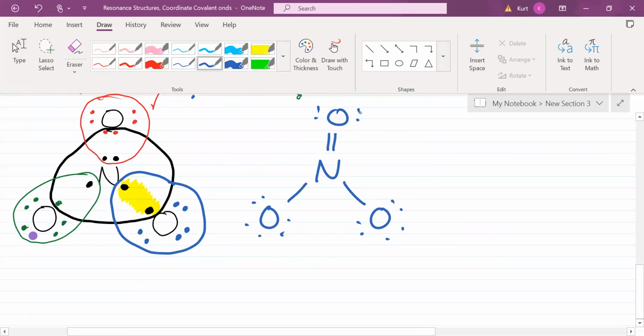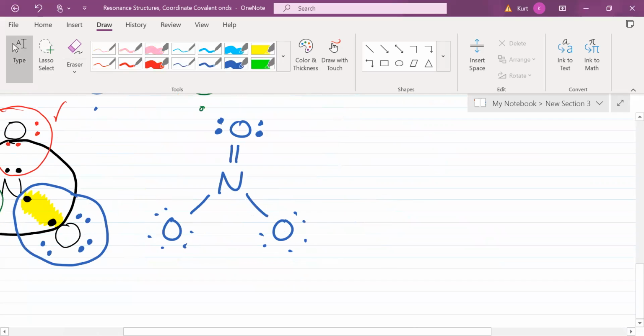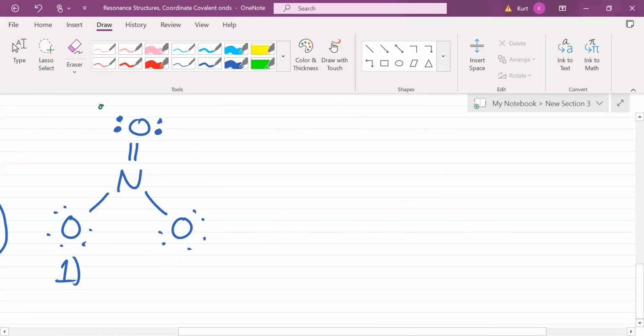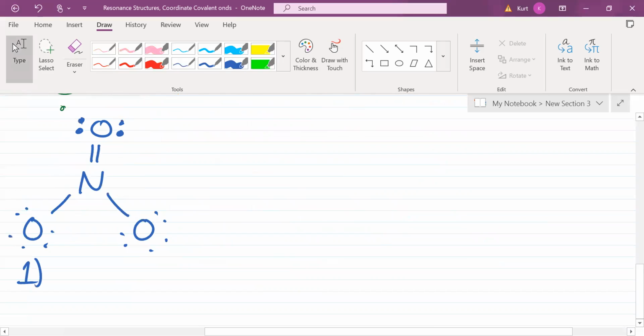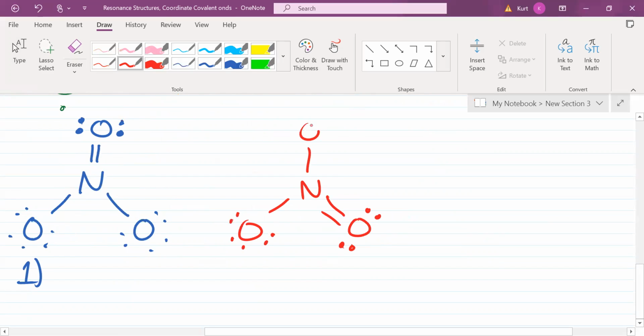Okay. Now, this is one resonance structure. There's 2 others. What would they look like? Yeah? Change the place where the double bond is. Yep. Could there be another resonance structure? Yeah.